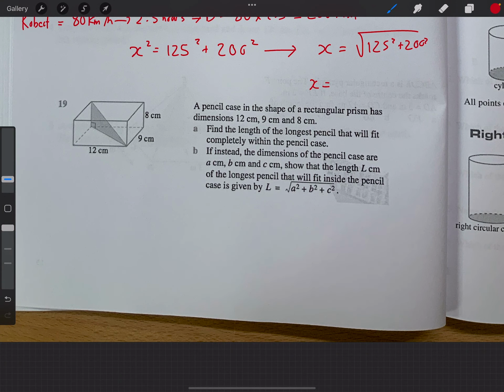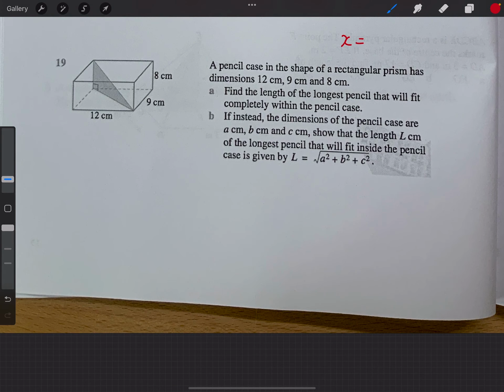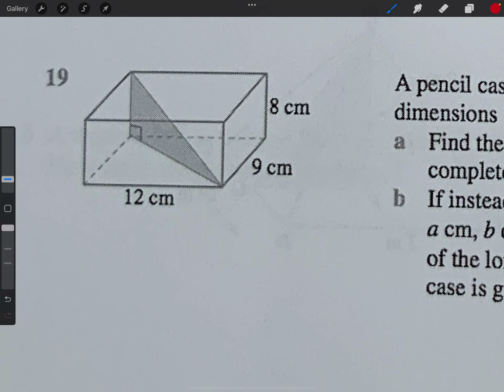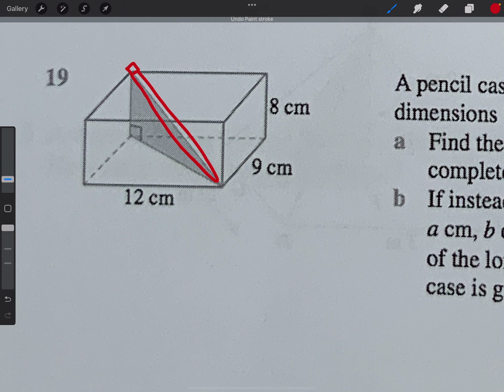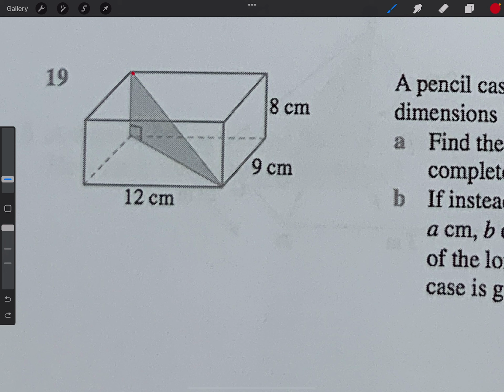Question 19. A pencil case in the shape of a rectangular prism has certain dimensions. Find the length of the longest pencil that will fit completely within the pencil case. So here's your pencil case, and the longest pencil is going to fit diagonally. This is the longest length. So this is your pencil. To find what length that is, we need to use Pythagoras. We need to find out this distance here.